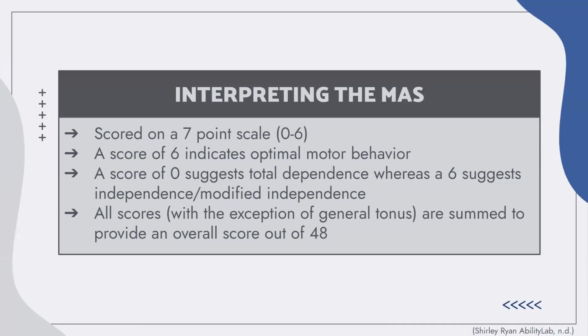Then to interpret the MASS, it's scored on a 7-point scale. So as I presented above, you'll score them 0 through 6. A score of 6 indicates the optimal motor behavior, and a score of 0 would suggest total dependence, whereas a 6 suggests independence and/or modified independence. Then all scores, with the exception of the general tonus, are summed to provide an overall score out of 48. And on the instructions or score sheet, it states that the higher the score, the higher the functioning of the patient is on their affected side.